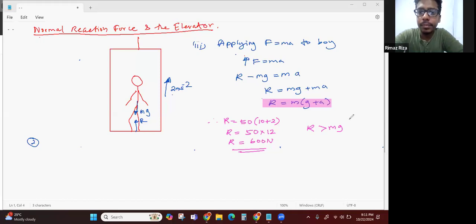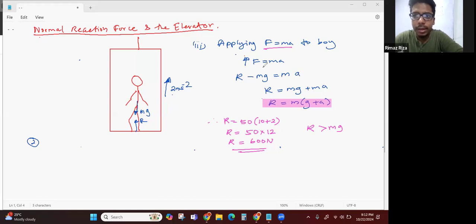Can you explain that again? Yeah, sure. Is it clear how the expression R equals mg plus a comes, by applying F equals ma? Okay, so here we are applying F equals ma to the boy. The forces acting on the boy are R and mg. That is the normal reaction force acting on the feet by the ground of the elevator, and the weight acting on this boy, right?